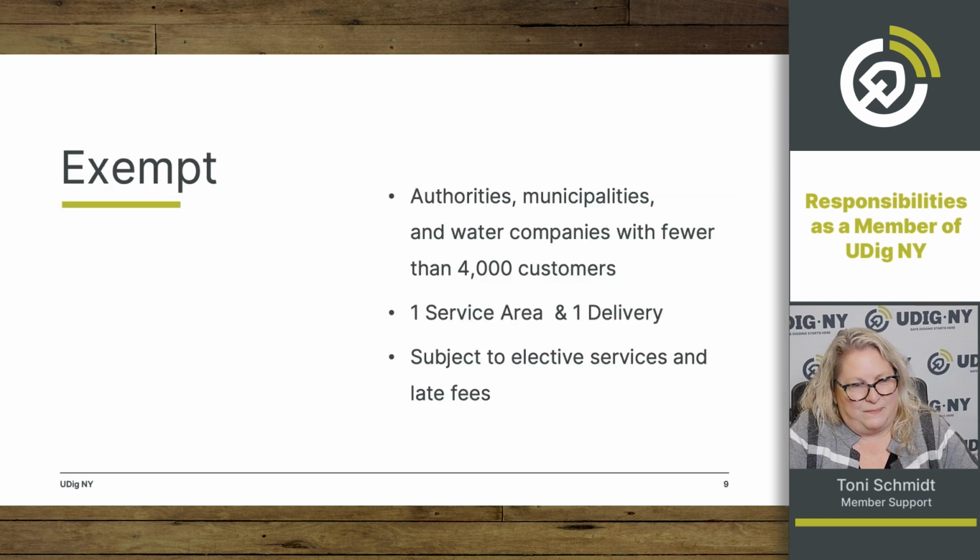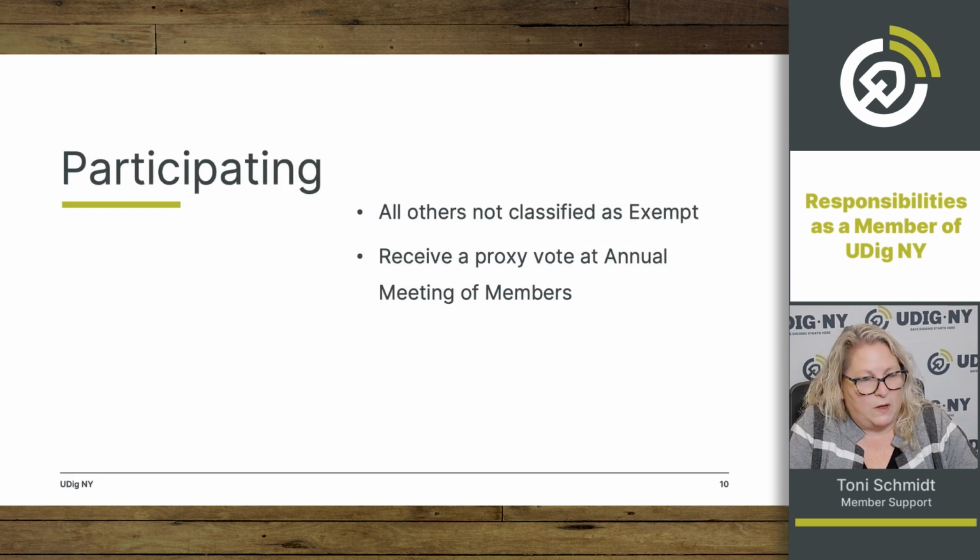In 1995, UDig NY introduced a fee cost structure based on the mandatory membership clause for selected entities. Authorities and municipalities are considered exempt, as well as any other water company with fewer than 4,000 subscribers. Exempt members receive one free service area and one free delivery of a location request. Exempt members are subject to all late notice fees and any extra elective services that you might want to add to your membership. Elective services include automated voice calls, multiple deliveries, and multiple service areas.